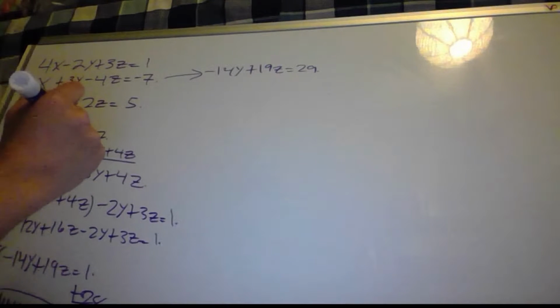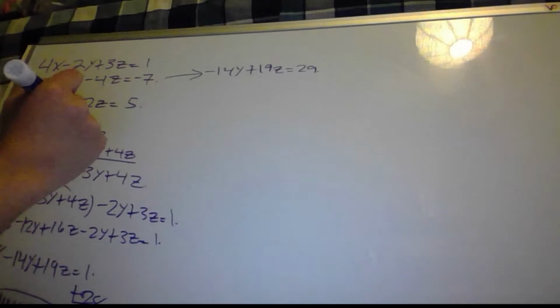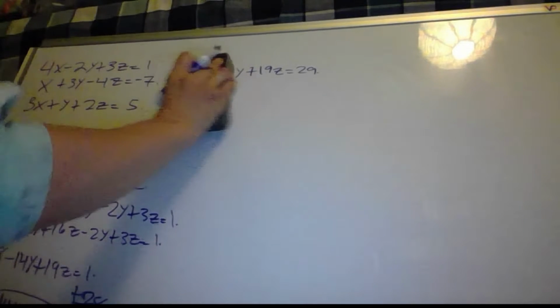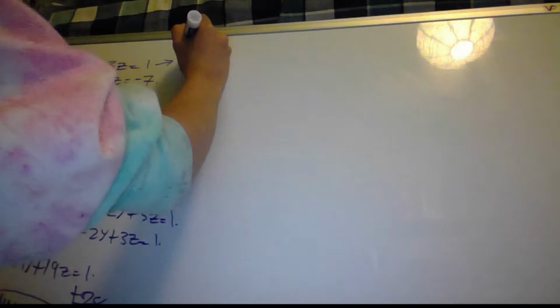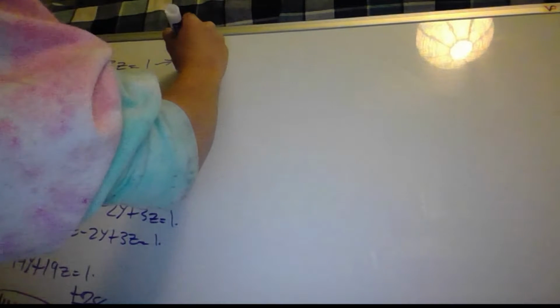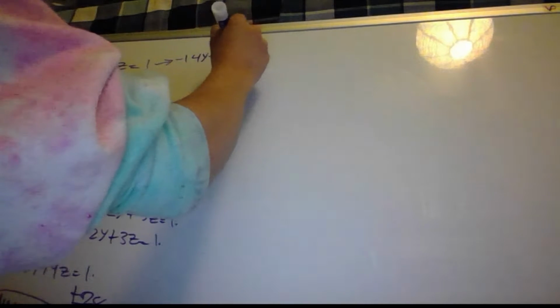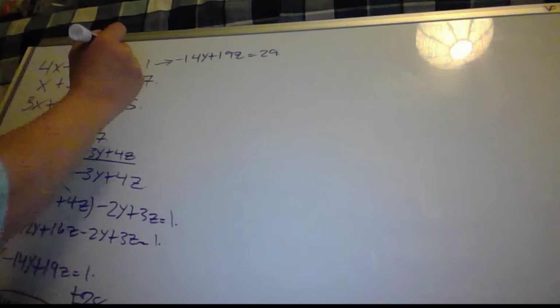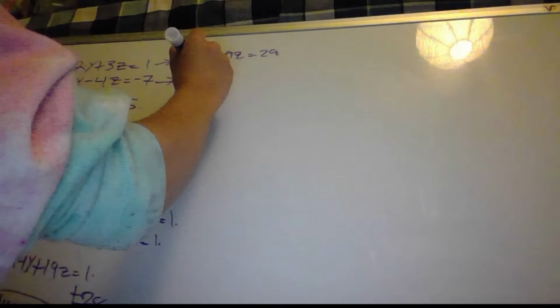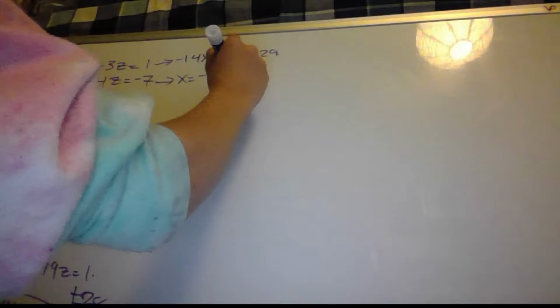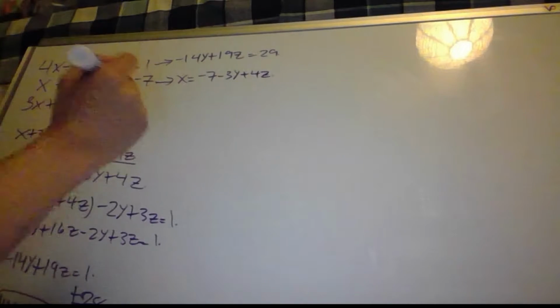So then we're going to go ahead and do the exact same thing we did for the equation, but this time it's going to be for, oh, sorry, hold on. It's not new equation 2, it's new equation 1. Excuse me. So this one turns into negative 14y plus 19z equals 29. Right? The second one was the one that we came up with, which was x equals negative 7 minus 3y plus 4z, right?